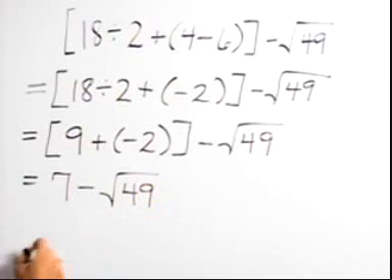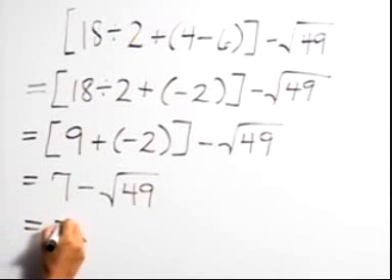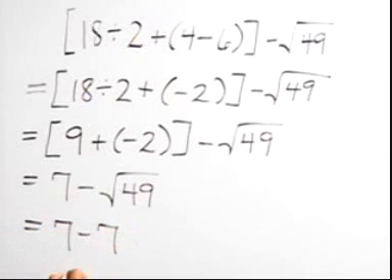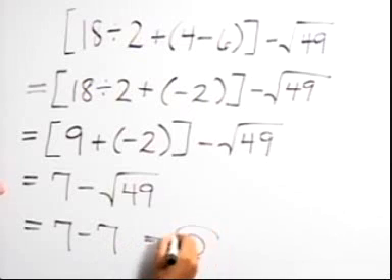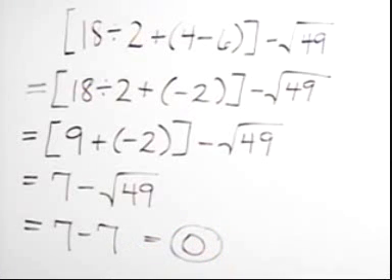Now we'll find the square root of 49, which is 7, and 7 minus 7 is 0. So our answer is 0.